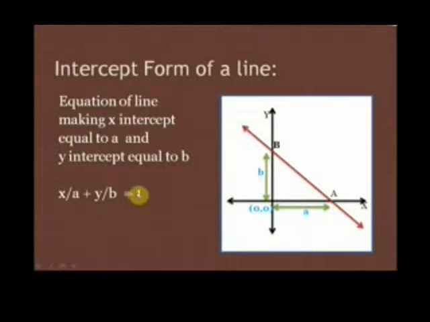Once again, if this line makes an intercept of a units on the x-axis and b units on the y-axis, then the equation of such a line is given by x by a plus y by b is equal to 1. Note here, the coordinates of the point where it meets the x-axis become a, 0, and the coordinates of the point where it meets the y-axis become 0, b.